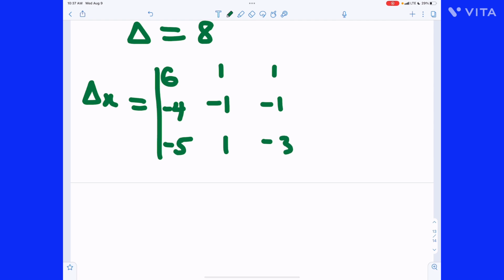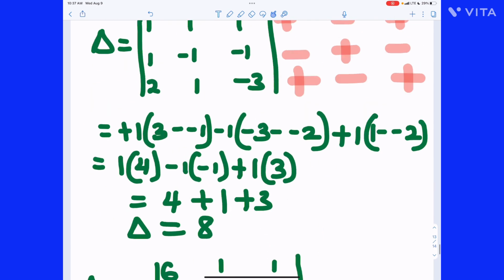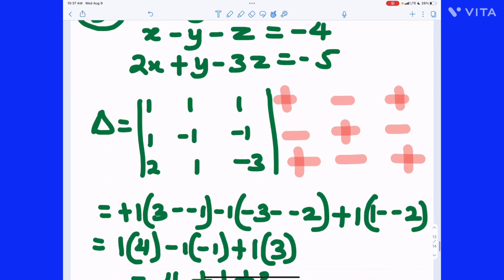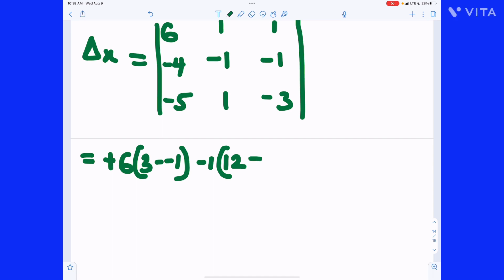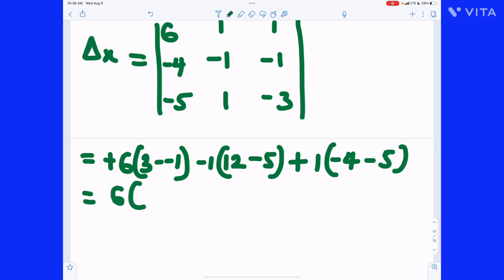Minus 1, minus 3. I hope this is clear. So I'll change the coefficients of x to the constants outside. What does that give me? I'm not going to show the steps for this. That gives me plus 6 times 3 minus minus 1. Then minus 1 times 12 minus 5. Then plus 1 times minus 4 minus 5.